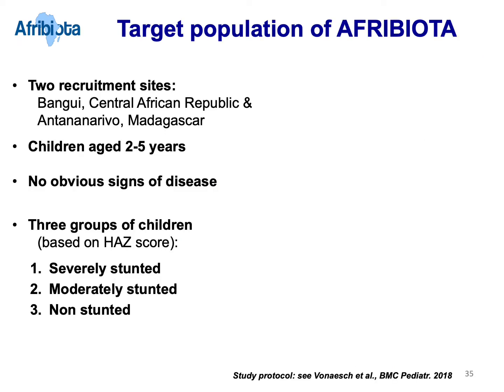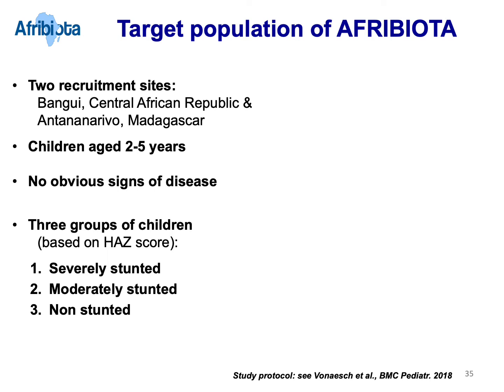So this study recruited children aged 2 to 5 with no obvious signs of disease, so no acute diarrhea, no recent history of antibiotics within the last few months. And children were recruited from 3 groups based on their height Z-score. They were severely stunted, moderately stunted, or non-stunted, and so those correspond to malnourished or normally nourished children. And you can see a complete overview of the study in the study protocol published in BMC Pediatrics in 2018.